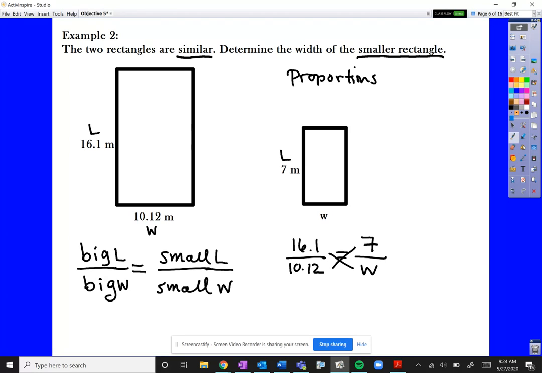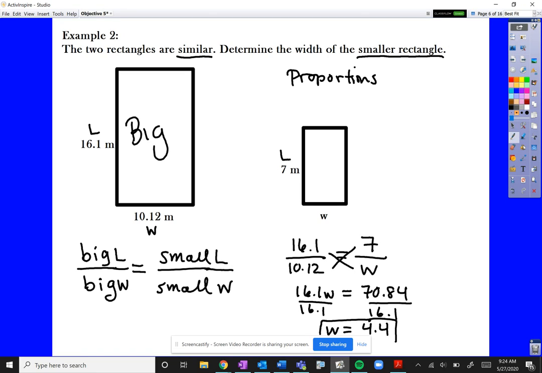All right, let's do our cross multiplying. 16.1W is equal to 10.12 times 7, so 70.84. Then we divide by what's in front, and we solve for W dividing by 16.1, so we get 4.4. And guys, this should make sense because in the big rectangle, the length is larger than the width. So in the small rectangle, the length also needs to be larger than the width. And it sure is. 7 is bigger than 4.4. So that's what we mean when things have to stay proportional.